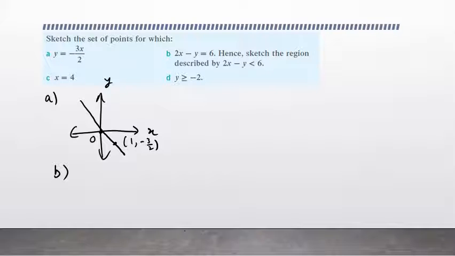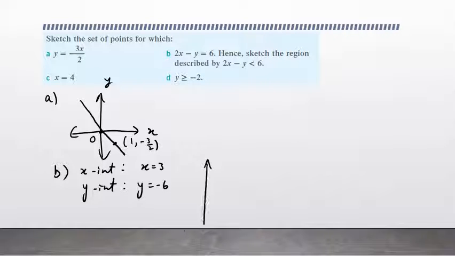B. So we want 2x minus y equals 6. If we solve for the x-intercept and y-intercept, the x-intercept is x equals 3, and the y-intercept is y equals negative 6. So we'll put that in. We want x equals 3, y equals negative 6. It's a straight line that goes that way. Sorry, use a ruler. I don't have a ruler here, unfortunately.